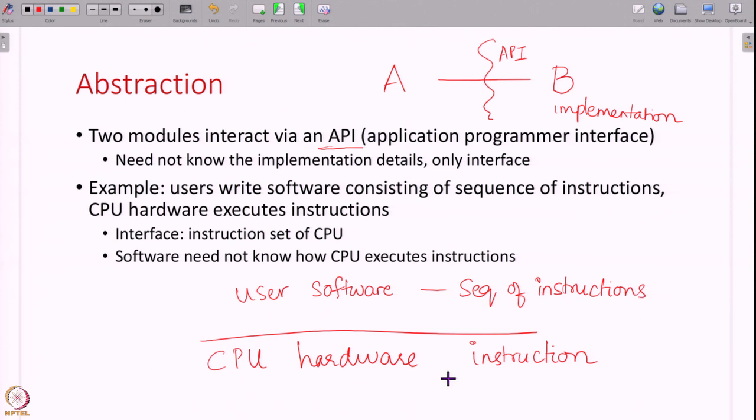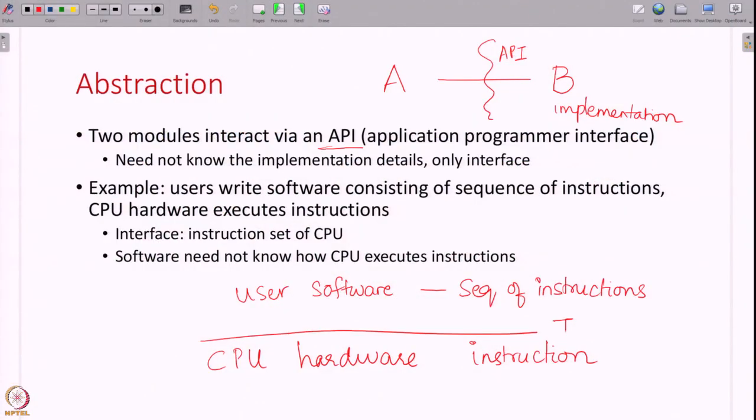So, a user does not need to know how the CPU implements these instructions, right. You do not know how your underlying CPU hardware is actually adding two numbers, what all the various electronic circuitry involved over there is; that is not needed. You can simply write code which has an instruction to add two numbers. As long as you know, this is called the instruction set architecture or ISA, as long as you know this interface, this API that your hardware is providing, you as a user can write software that runs on this hardware.